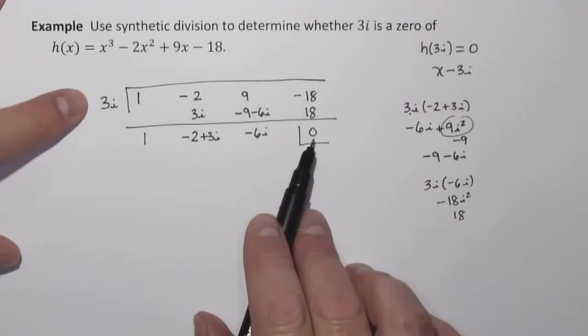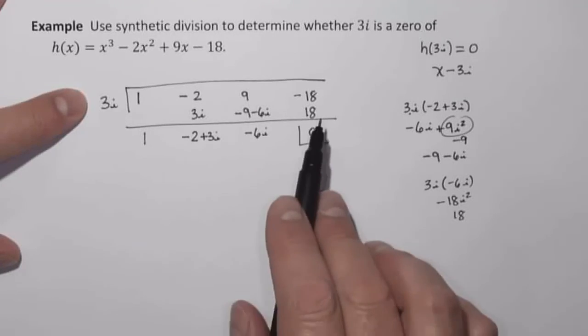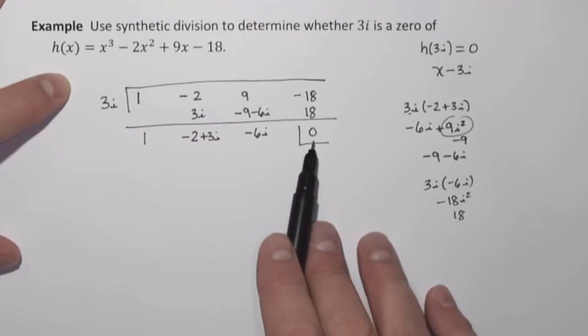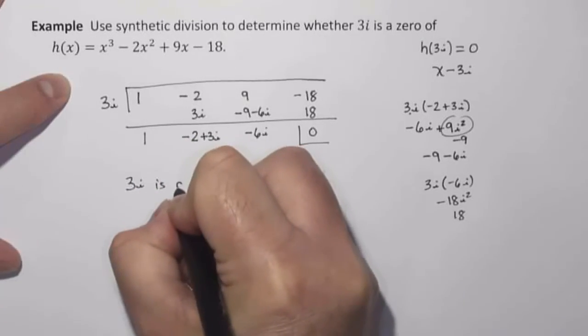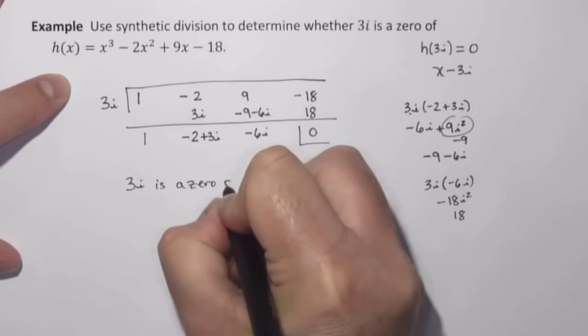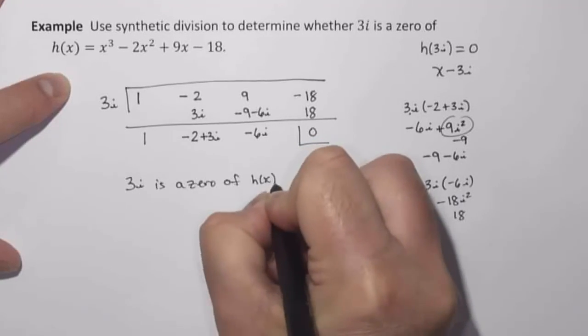The fact that we get a remainder of 0 means that h of 3i is in fact 0, which means 3i is a zero of our function h of x.